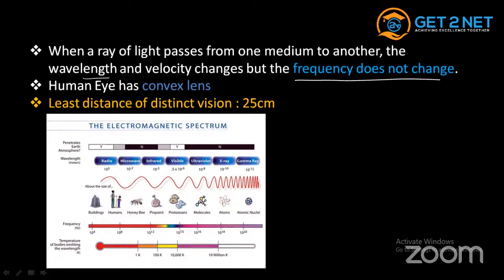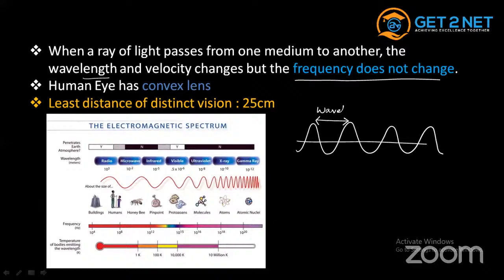So whenever there is a light ray, it may be moving in this shape. So wavelength is the distance between two waves. This is the wavelength. And frequency is the number of times it is moving. For example, this is 1 second. We are taking it in 1 second. There are 3 waves.